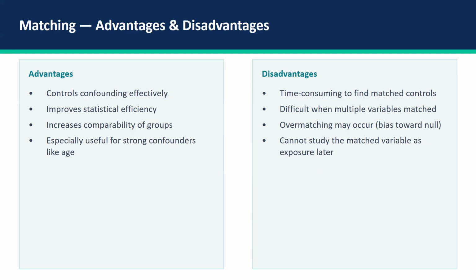So the advantages of matching are they control the confounding effectively, they improve the statistical efficiency, they increase the comparability of the groups, and they're especially useful for strong confounders like age. But the disadvantages are that it can be time consuming to find the matched controls, and this method can be difficult when multiple variables are matched, and overmatching may also occur, which can also produce bias, and we cannot study the matched variables as exposure later.